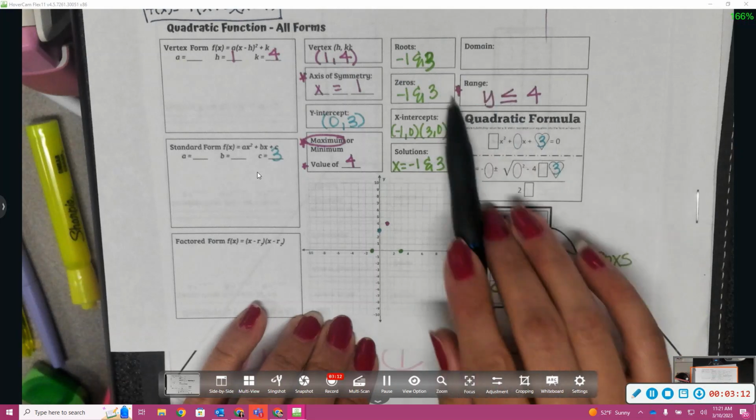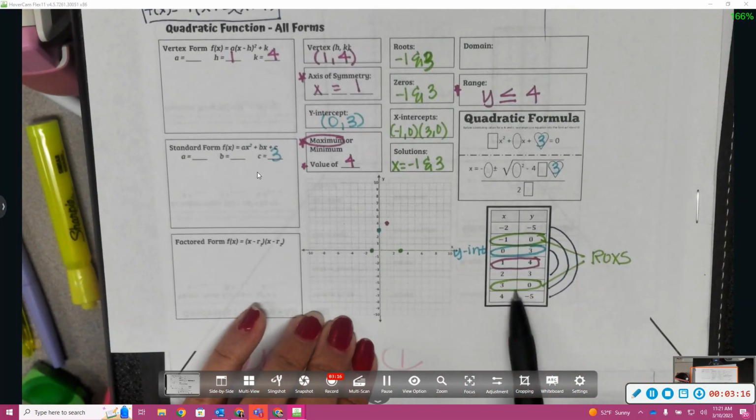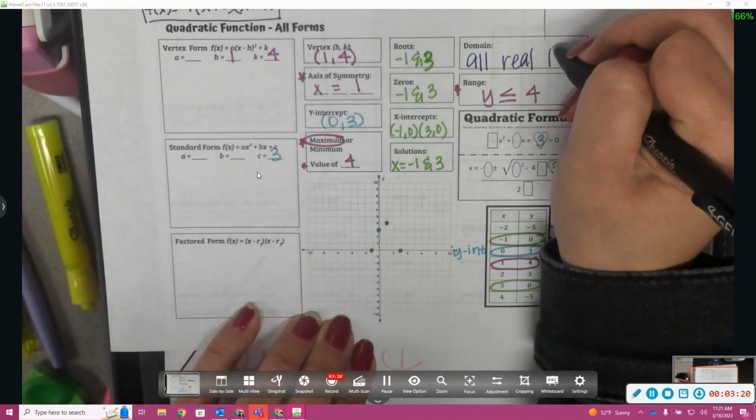Since they don't specify your domain, it keeps going forever and ever, so your domain is going to be all real numbers. They don't tell you that it stops.